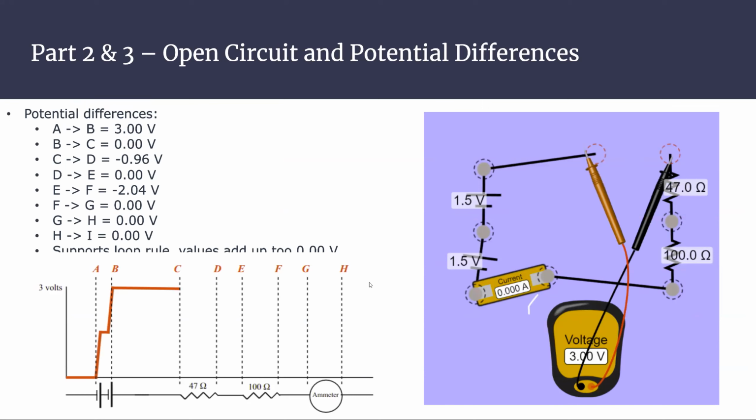Parts 2 and 3, open circuit and potential differences. To the right is how I set up the lab, and to the left are the potential differences I found at each point, as shown below. A to B is 3, and so on. The important thing to understand from this is that these values support the loop rule because all of them add up to 0 volts when you add them all together.